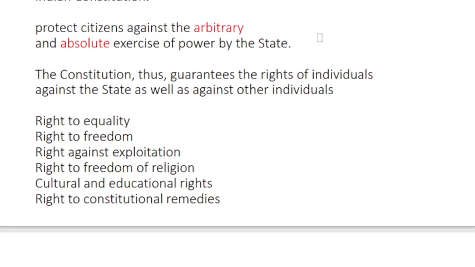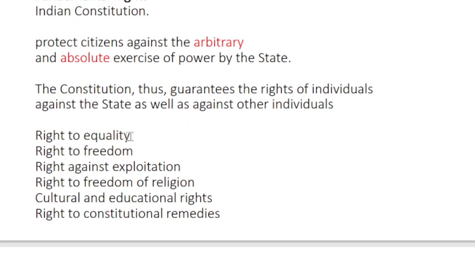What are the rights? Right to equality, right to freedom, right against exploitation, right to freedom of religion, the cultural and educational rights. Next one is right to constitutional remedies. Okay, these are some important rights.